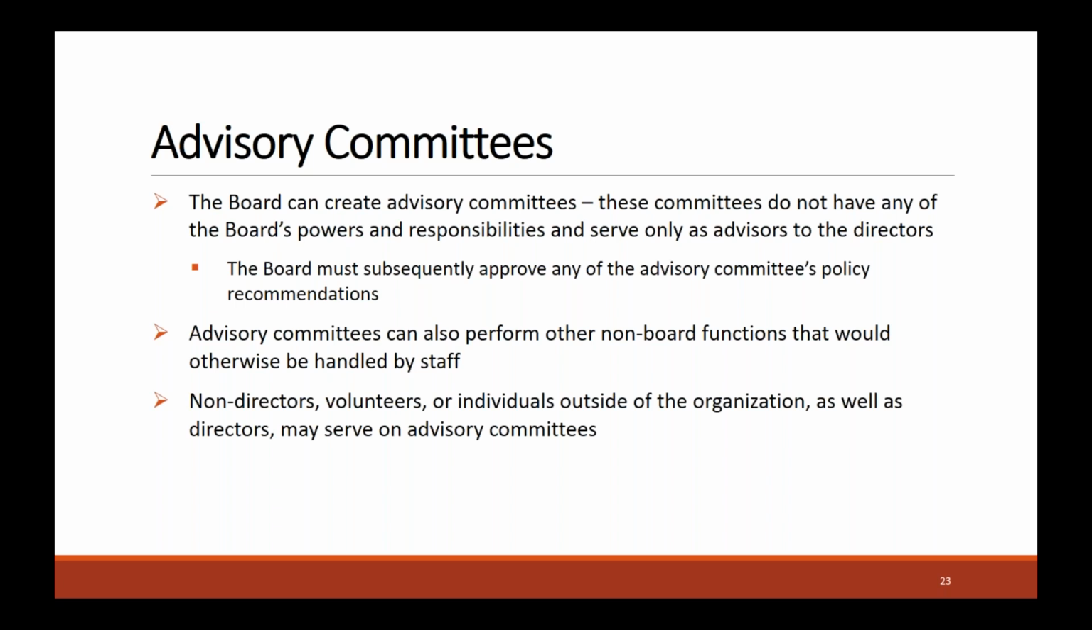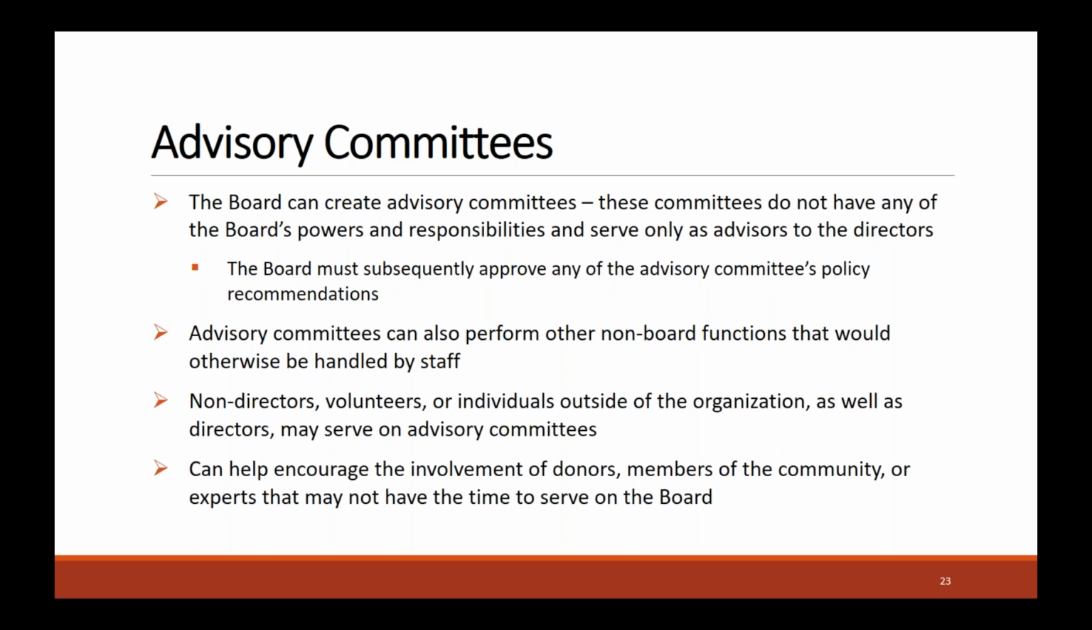Non-directors, volunteers, or individuals outside of the organization, as well as directors, may serve on the advisory committees. They're a good way to help encourage the involvement of donors, community members, and outside experts. So, a good example of something an advisory committee might do is you might have a special event, and you can create an advisory committee once that event has been authorized by the full board to handle sort of the logistics of that event, selecting the caterer, selecting a venue, things like that. So advisory committees can take some actions, but they can't make binding board decisions. So we want to make that clear here and have that contrast.